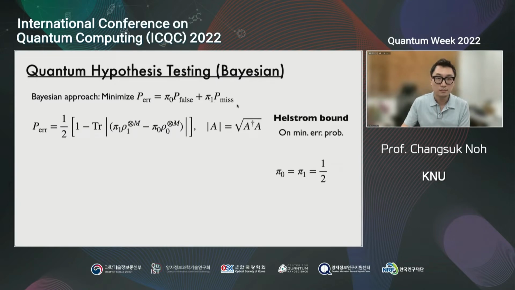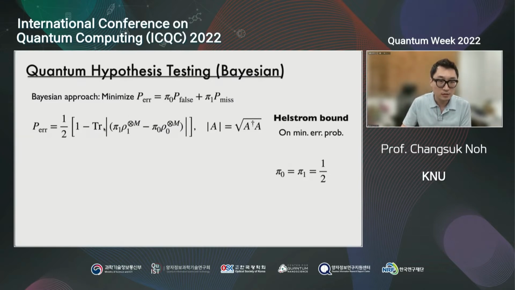It's not too difficult to show this, but the optimal measurement scheme, the POVM, gives us the minimum error probability to be this, where now I'm talking about m copies, so we are sending m copies to the target, and there are m idler copies as well.